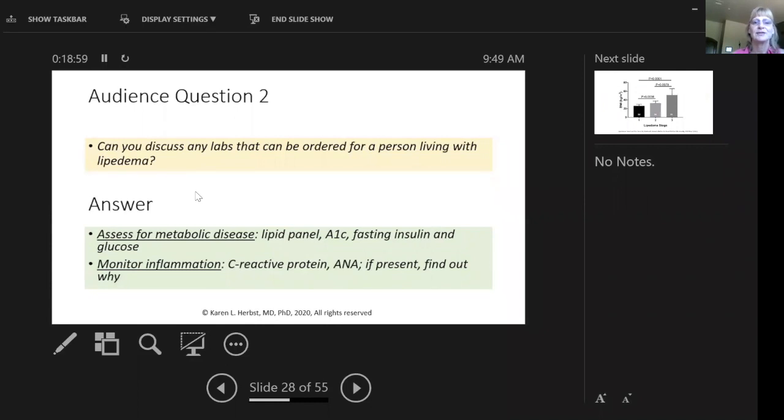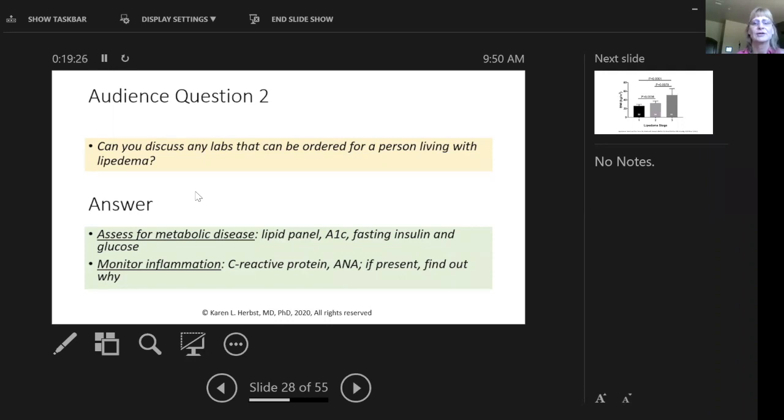Number 2, can you discuss any labs that can be ordered for a person living with lipedema? So I would say yes. Most importantly, you want to assess for metabolic disease. So you want to check a lipid panel or blood fat, a hemoglobin A1C, looking for risk for diabetes, a fasting insulin and glucose level. And from there, you could do some calculations. We call it a HOMA calculation to determine the risk for developing diabetes.